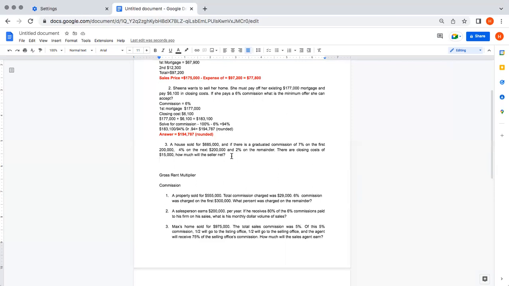So if a house sold for $685,000, and if there is a graduated commission of 7% on the first 200,000, 4% on the next 200,000, and 2% on the remainder, what is the commission? And there are closing costs of 15,000. How much would the seller net? Okay, so let's start with the first thing that we're going to figure out, the commission on the first part of the question.